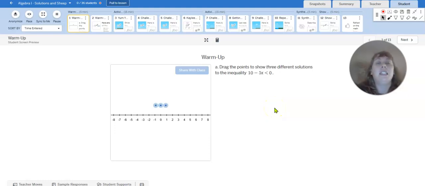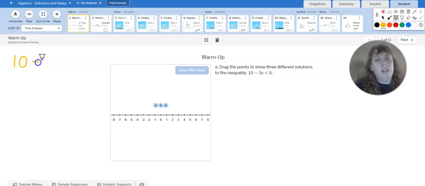Alright, my friends, we're looking at lesson 2.10, which is our last assignment for this week. So the warm-up says drag a point to show 3 different solutions that are answers to this inequality. So we have 10 minus 5x is less than 0. So let's move that 10 to the other side, start to get x alone.